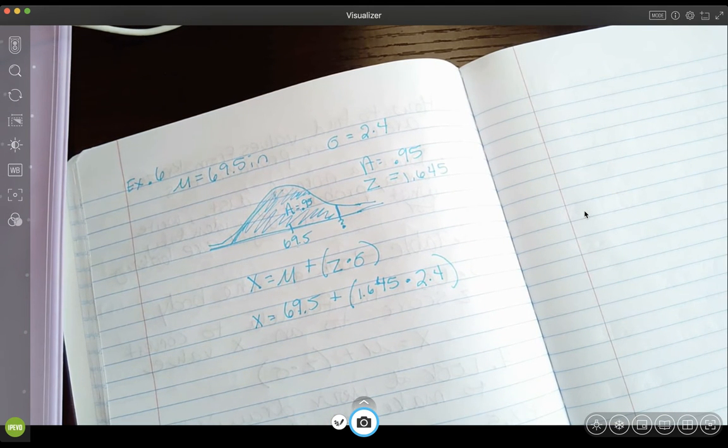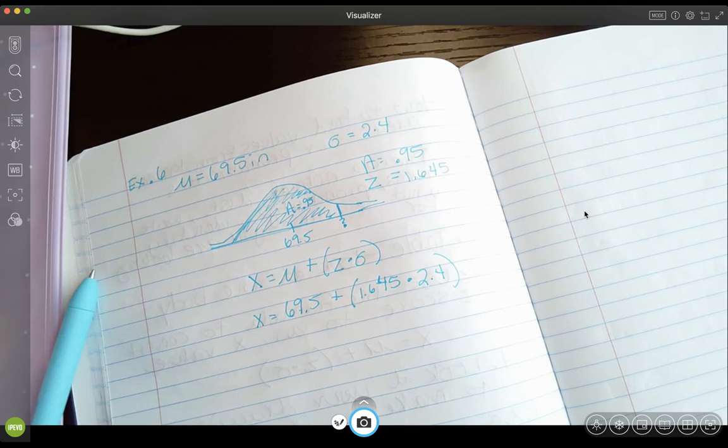I'm not sure where my calculator is right now. I haven't seen it lately.